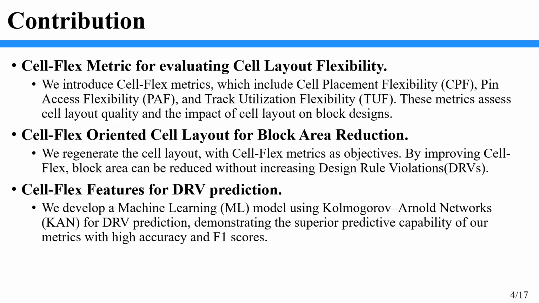This is our contribution. We propose cell flex metrics to evaluate cell layout flexibility, which includes PAF, CPF, TUF, and we regenerate the cell layout based on cell flex metrics. We consider this as an objective: we can get block area reduction without increasing design violations. And we develop a machine learning model based on Kolmogorov-Arnold network, which is KAN, for DRV prediction. We demonstrate a strong correlation between our cell flex metric and DRVs.